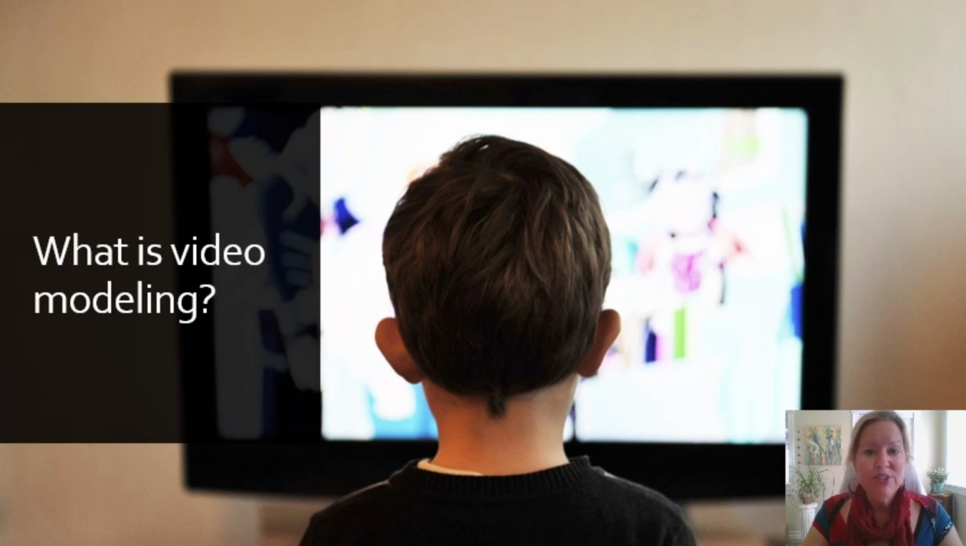According to the research, video modeling is used most often in conjunction with other interventions such as prompting, visual supports, and reinforcement. However, it can also be used as a standalone intervention for a learner.